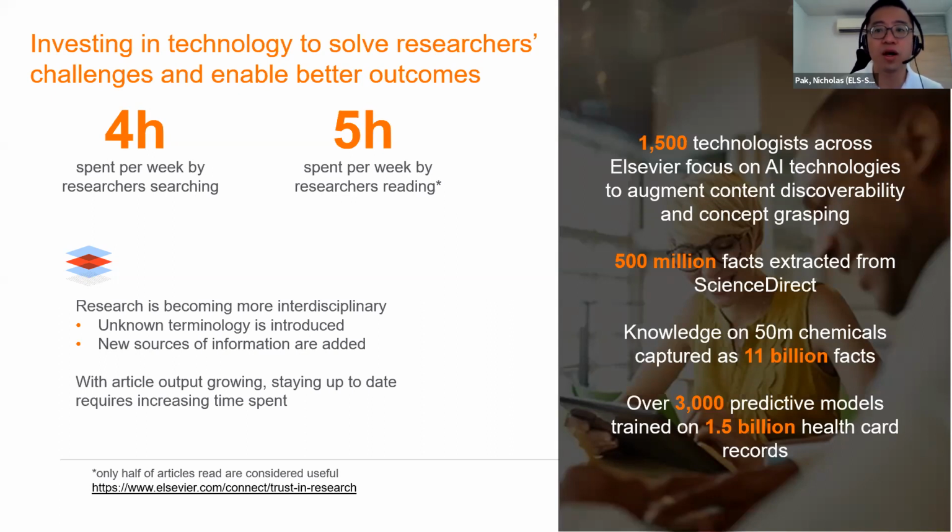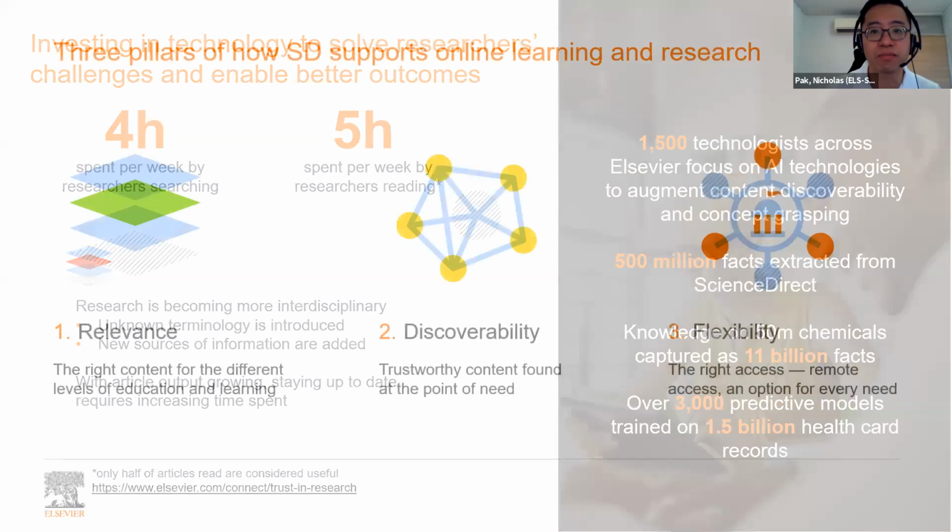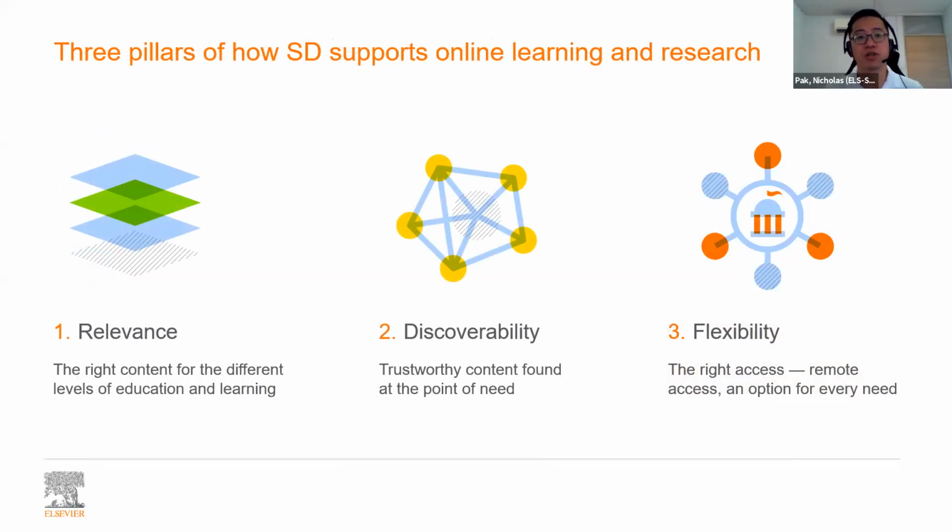One of the key things we at Elsevier have been doing is constantly focusing on AI technologies to improve content discoverability. There are a lot of facts that you can extract over ScienceDirect, and we have over 3,000 predictive models trained on 1.5 billion health card records. Today's session will be about relevance, discoverability, and flexibility. But we will focus more on discoverability, because it is always more challenging as a student to look for the right content at the right point in time, the most pertinent piece of research.